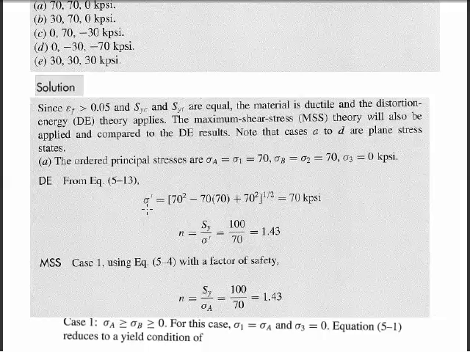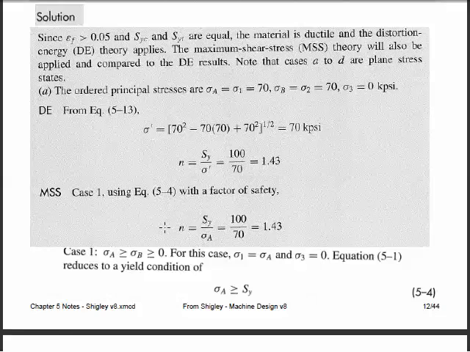We can plug this into the von Mises equation, and we get a 70. Interesting. And we get a factor of safety of 100 over 70, which is 1.43. For the maximum shear stress theory, sigma A and sigma B are both positive. Sigma A is positive 70, sigma B is positive 70. They're both bigger than 0. So in this case, we want to make sure that sigma A, which is 70, does not exceed the 100. And so our factor of safety again would be 100 over 70, and we get 1.433 again.